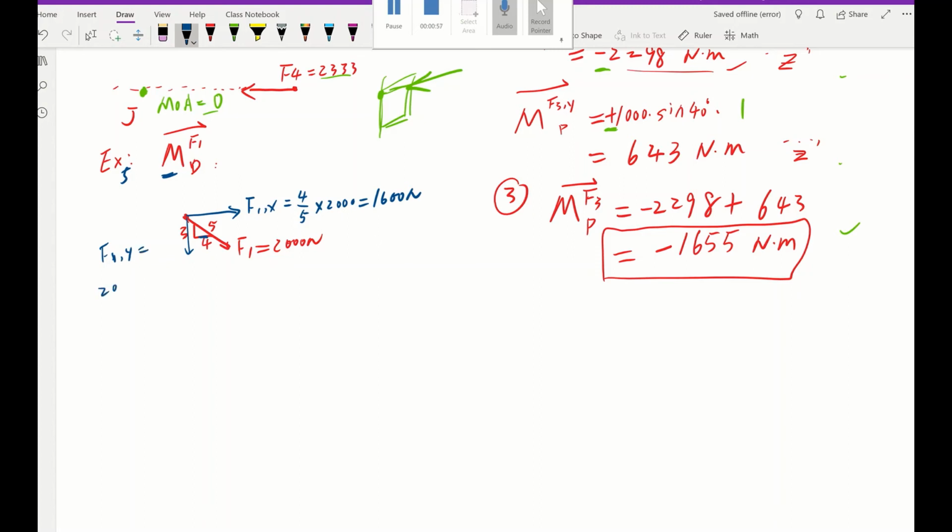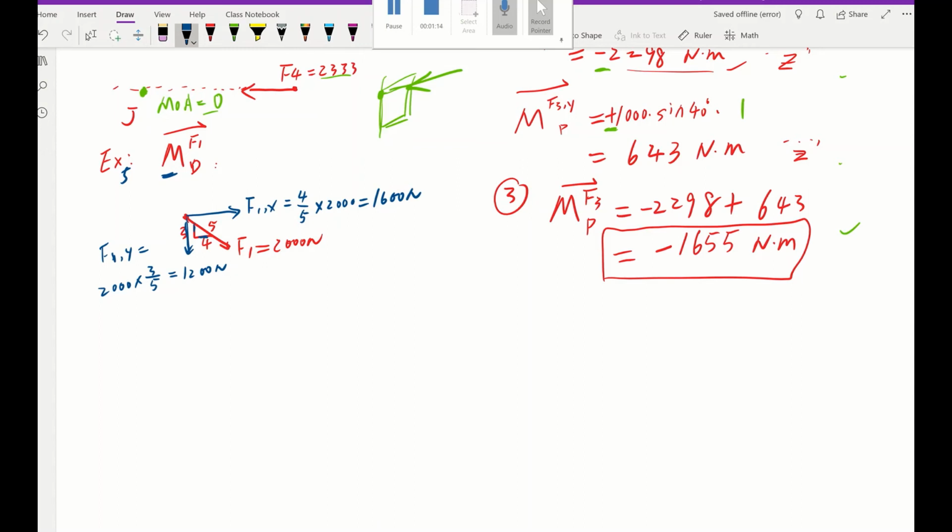That's going to be 2000. And our y is 3, so it's 3/5. And that will give us 1200 Newton. Some of you might think, I think we're going to add a negative because this is going downward. I agree, this force is in the negative direction.